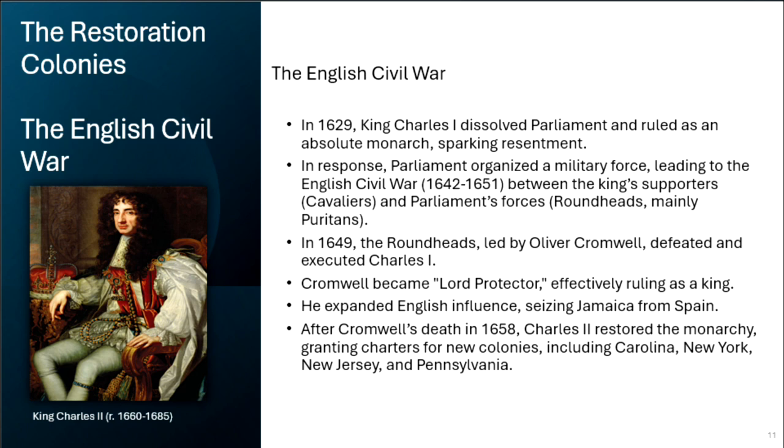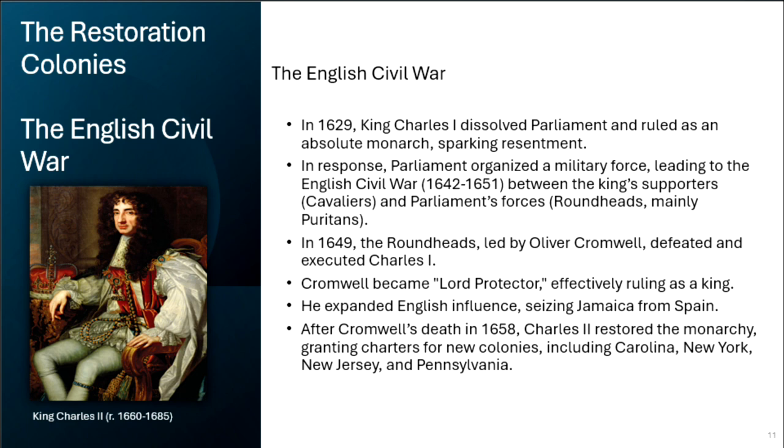Well, for example, during the war, Parliament actually gained more control over colonial affairs. But once the monarchy was restored, the king reasserted his authority. So how did this back and forth impact the development of these new restoration colonies? Well, for one thing, the English Civil War delayed further colonization efforts. But once Charles II was restored to the throne, he was eager to expand England's influence and reassert control over the colonies. He granted charters for new settlements, including Carolina, New York, New Jersey, and Pennsylvania.